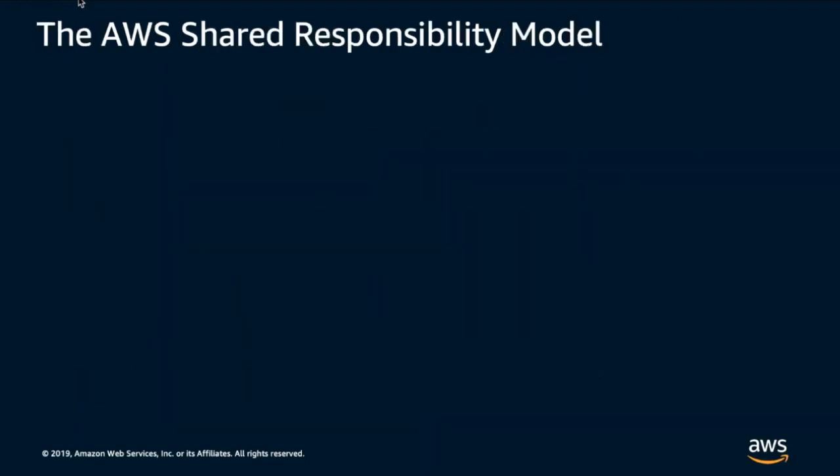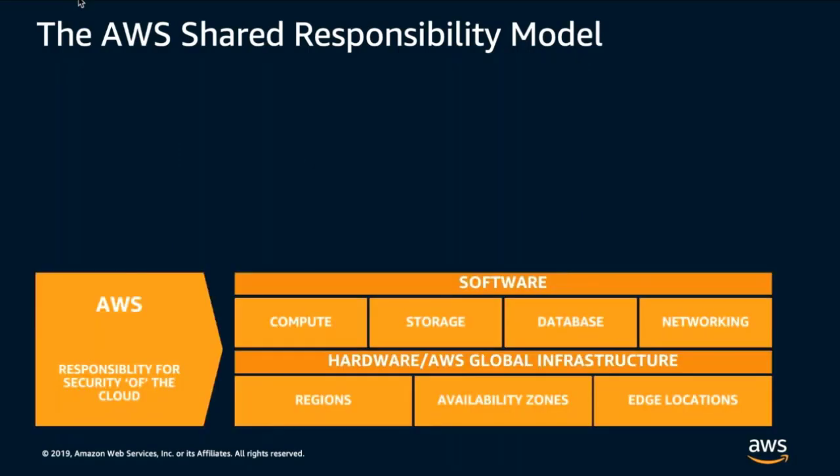So AWS has a concept called the shared responsibility model. You may have seen this before if you've worked in security. At the base, AWS provides security, compliance, and privacy protection of the cloud. So we create the infrastructure, we manage the hardware, we manage the data centers, we create the services, and we make them available to you, the customer.